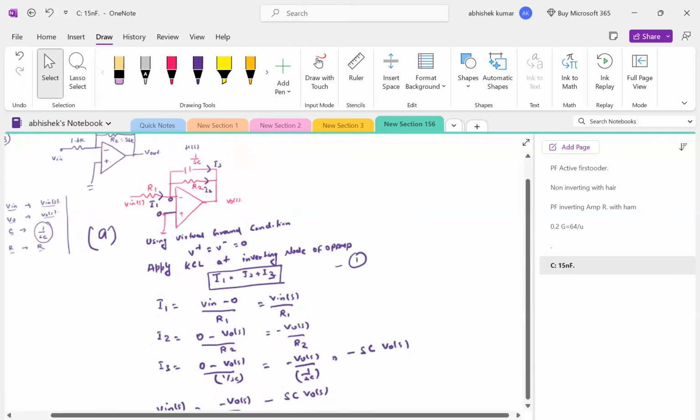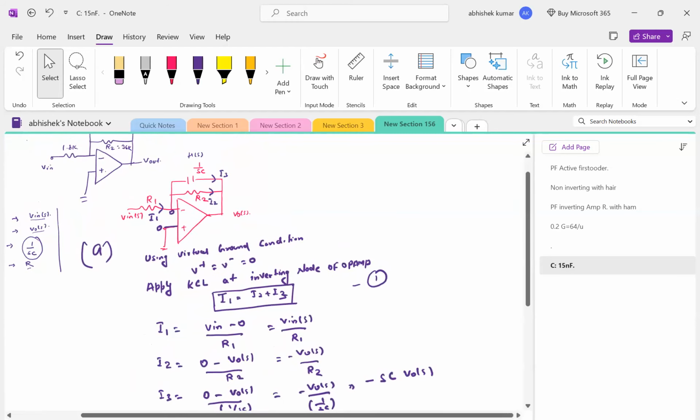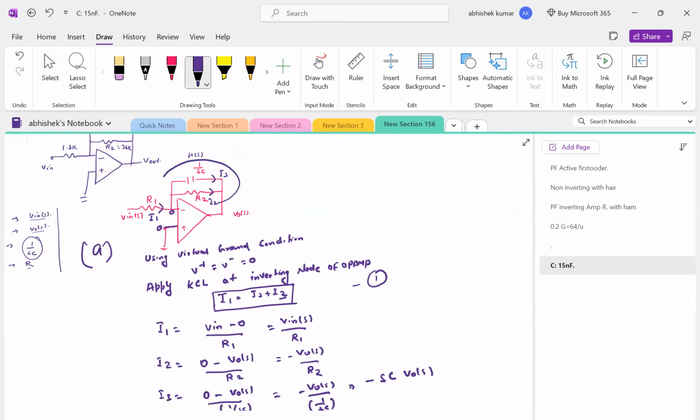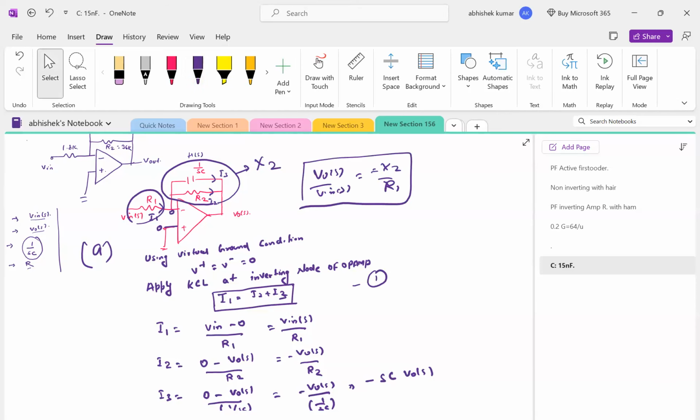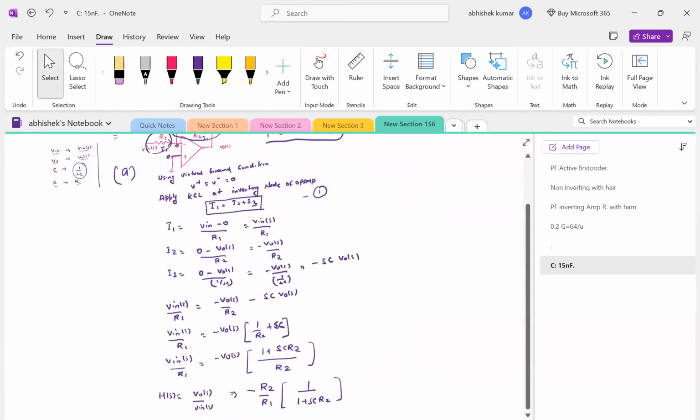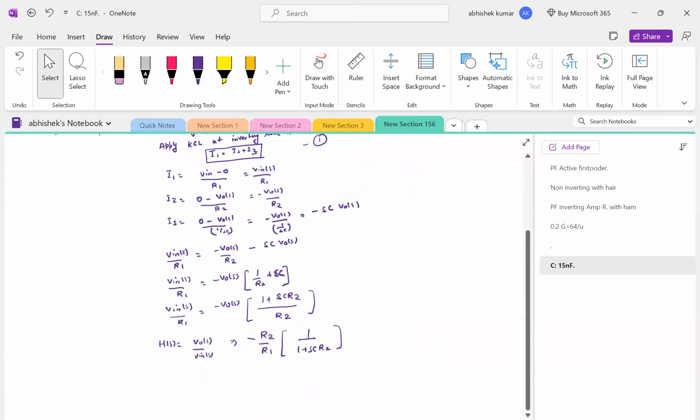One shortcut I am telling you. The gain V output by V input is always minus feedback resistance by input resistance, R2 by R1. If I call this whole term X2, then V output S will be nothing but minus X2 by X1 by R1, and X2 is the parallel combination of these. That is the best way, but they have asked you to show the work, so I did it in that fashion.